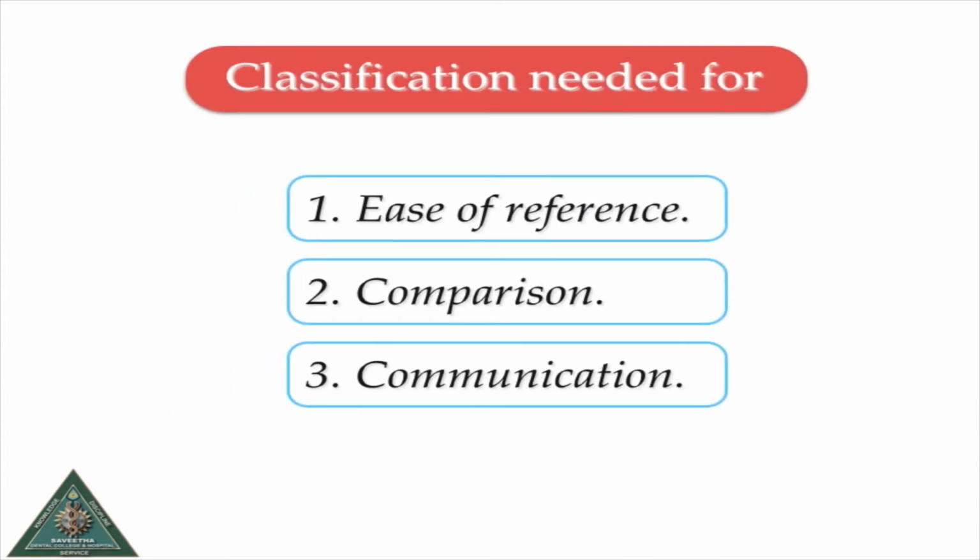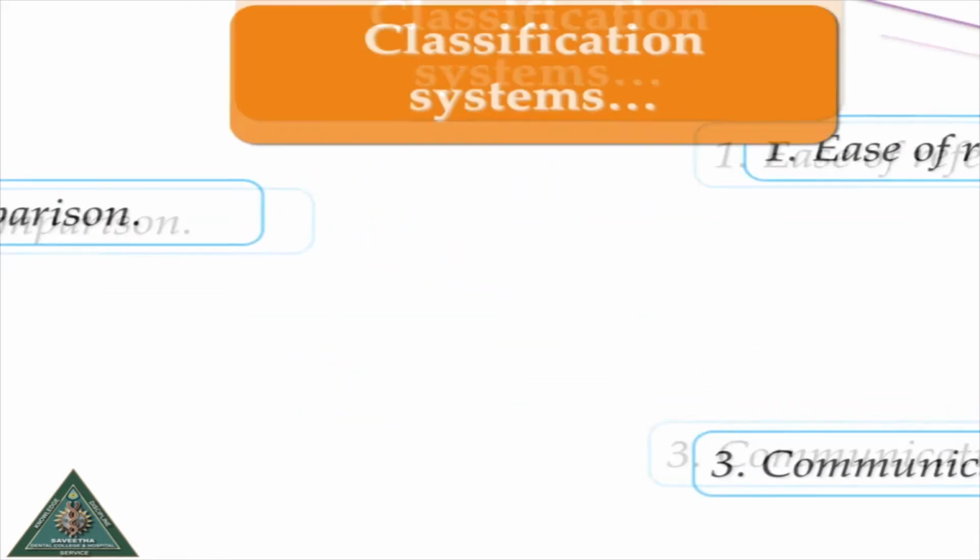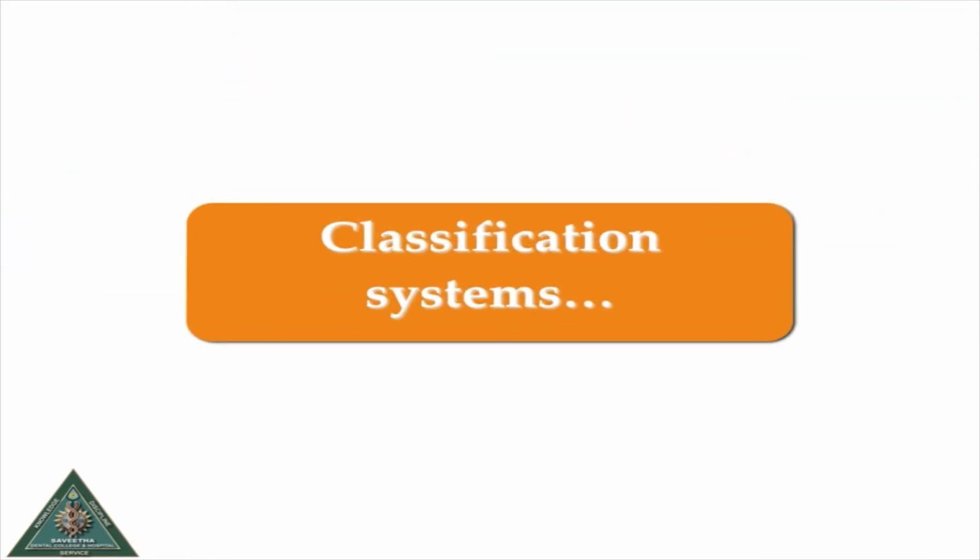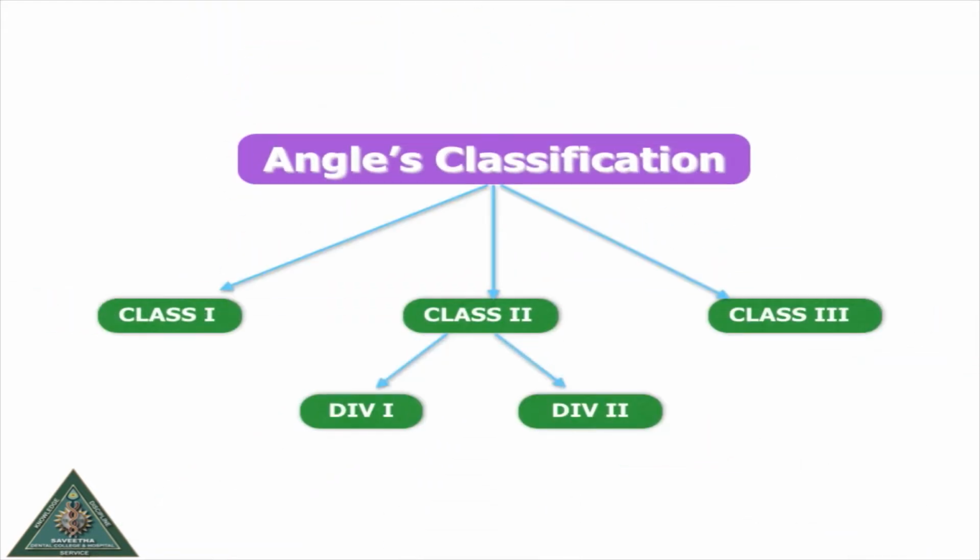Classification is needed for ease of reference, comparison of your results and communication. There are various classification systems available for us. Angle's classification is one of the pioneer systems of classification. It is classified into Class 1, Class 2 and Class 3. Class 2 is again classified into Division 1 and Division 2.